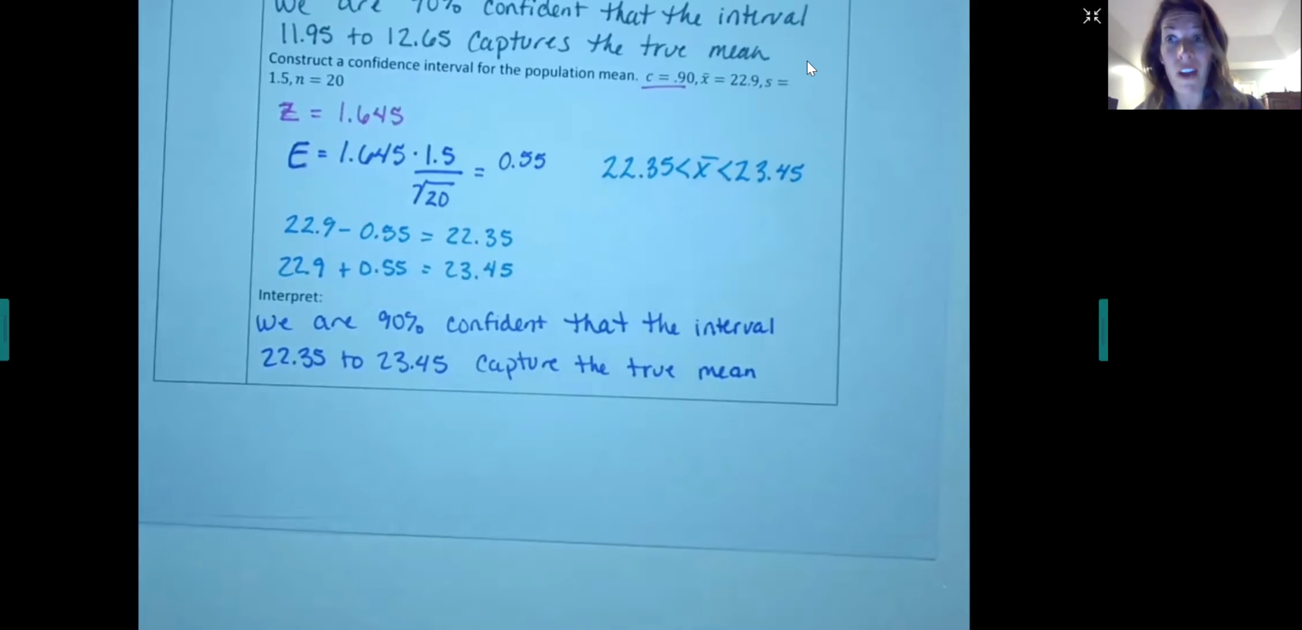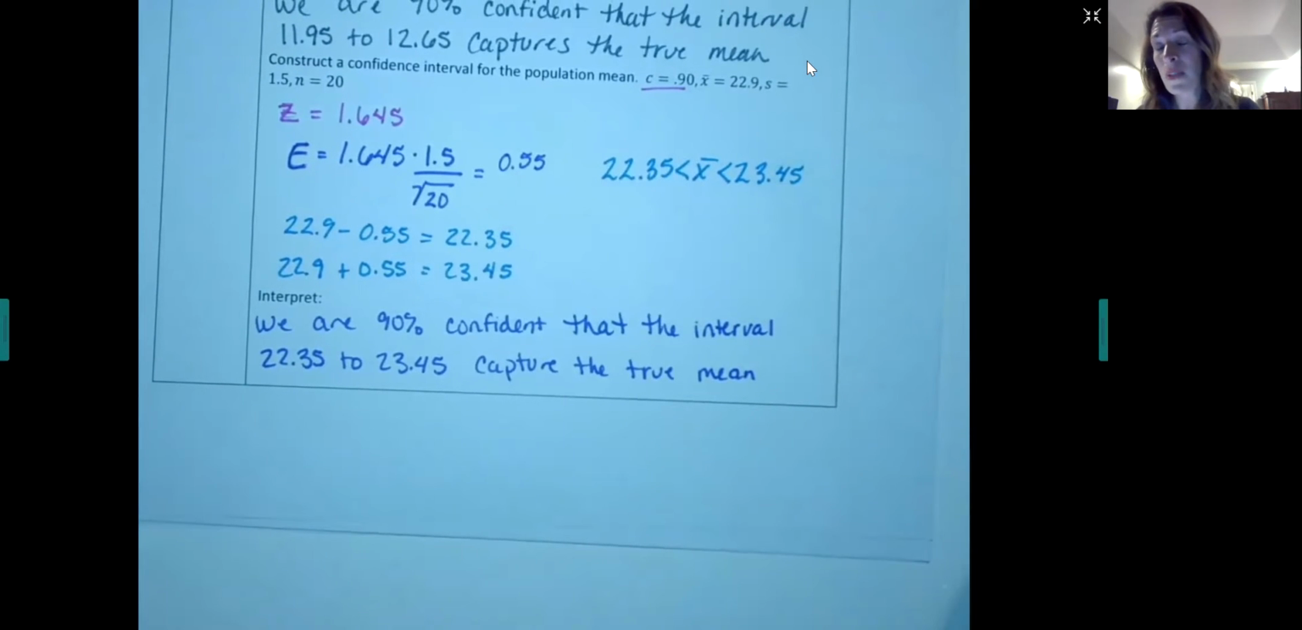In stats, we are never 100% confident. We can be 99% confident, but we can never be 100% confident because stats is a total guess. We make things up all the time. So hopefully this interpretation helps you understand what the confidence level means and what your confidence interval is.